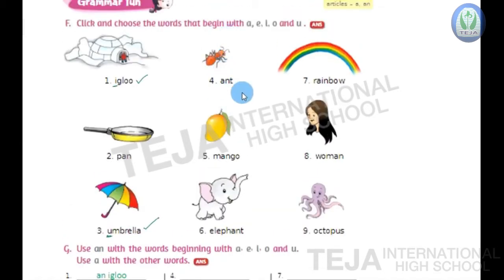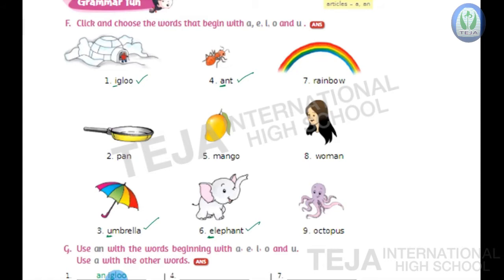Now next, fourth one, ant, A-N-T, ant. The starting letter is A. So take the word ant. Next, fifth one, mango, M-A-N-G-O, mango. So the starting letter is M. M is a consonant. So leave the word, children. Now next, sixth one, elephant, E-L-E-P-H-A-N-T, elephant. So the beginning letter of elephant is E. E is a vowel. So take the word elephant, children.